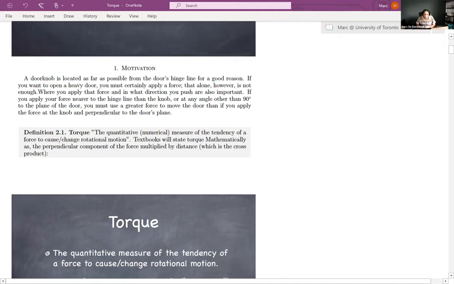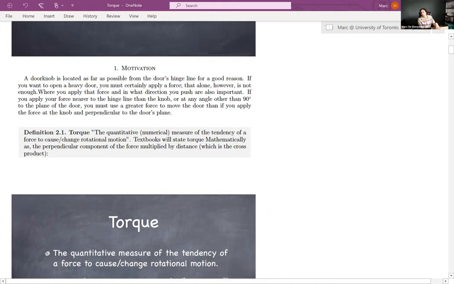Is that a coincidence? Well, it's unlikely it's a coincidence, because doors around the world, whether in Asia or North America or Europe, everywhere around the world, the doorknobs are as far away as possible from the door hinge. So it's unlikely that this is just a fluke. This is what I like to say, proof by the fact that it exists. There seems to be a reason behind this. What could that reason possibly be?